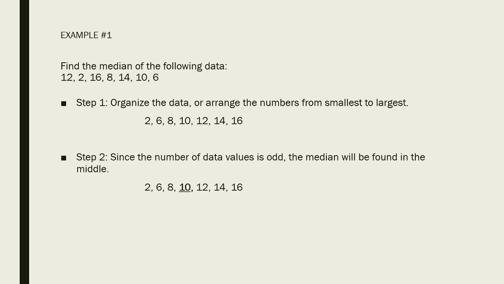Step 2. Since the number of data values is odd, the median will be found in the middle. So in the arranged data, you can find the number 10 in the middle, and that will be our median. So the answer is 10.